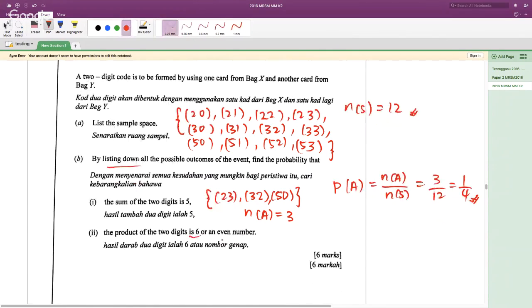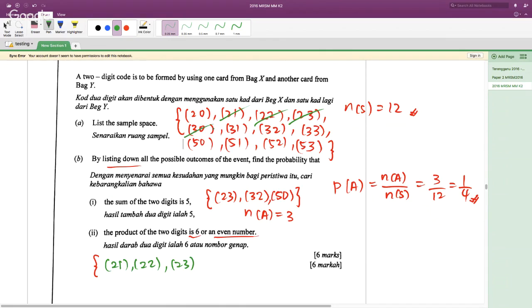Next, the product of the 2 digits is equal to 6 or an even number. That means 6 or even number, I will include here. 2 multiplied by 0 is 0, even. 2, 1, yes, 2 times 1 is 2. 2, 2, yes, 2 times 2 is 4, it's an even number. 2, 3, yes, 2 times 3 is 6.